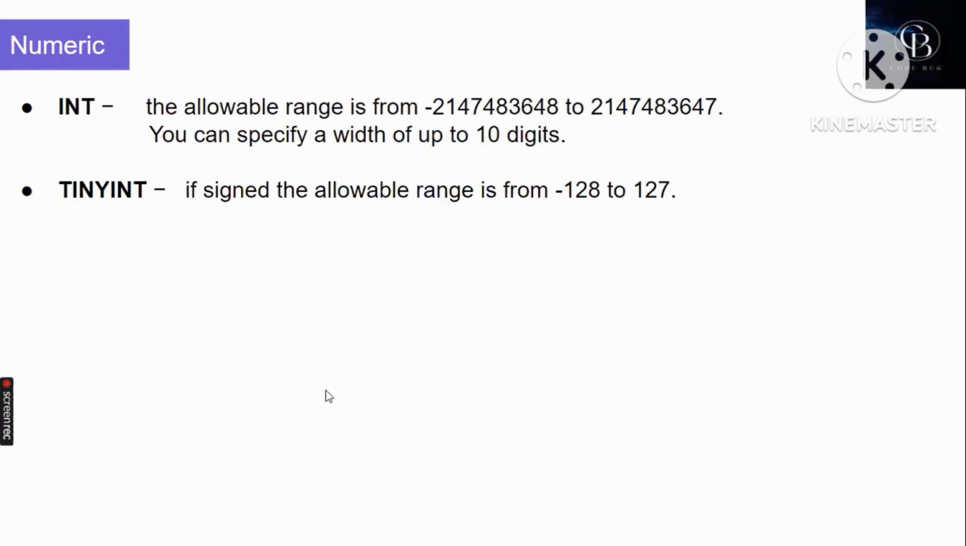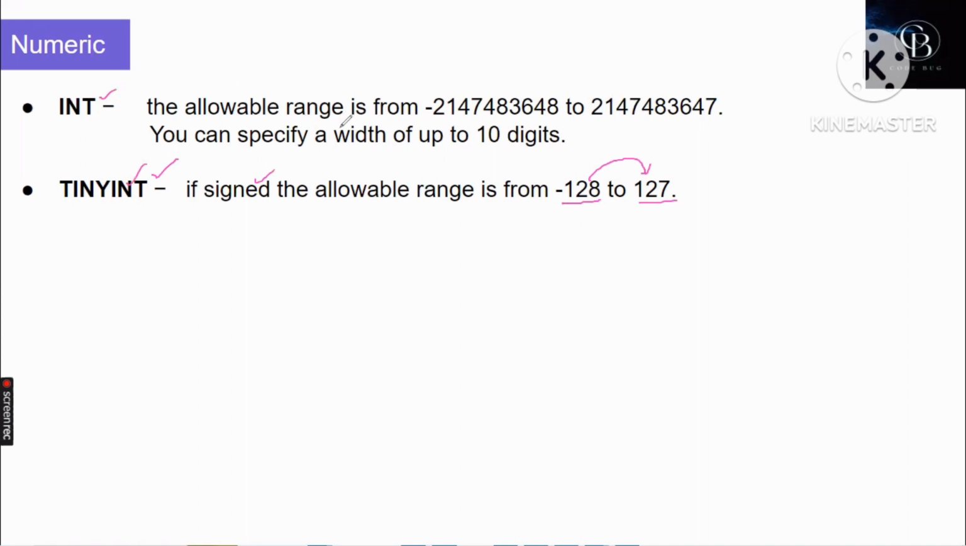Next one, tiny int. What is tiny int? Tiny int, if signed, the allowable range is -128 to 127. Between these numbers, you can use tiny int. Okay, now why? What is the difference between int and tiny int?